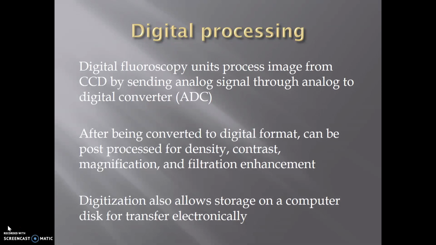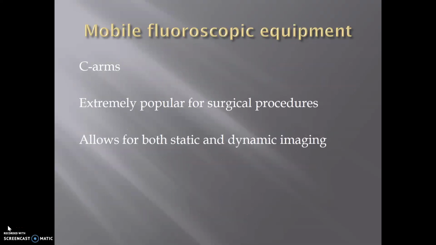Digital fluoroscopy units process the image from the CCD by sending an analog signal through an analog to digital converter, also known as an ADC. After being converted to a digital format, it can be post-processed for density, contrast, magnification, and filtration enhancement. Digitization also allows storage on a computer disk for transfer electronically. Mobile fluoroscopic equipment, known as C-arms, is extremely popular for surgical procedures. They allow for both static and dynamic imaging.